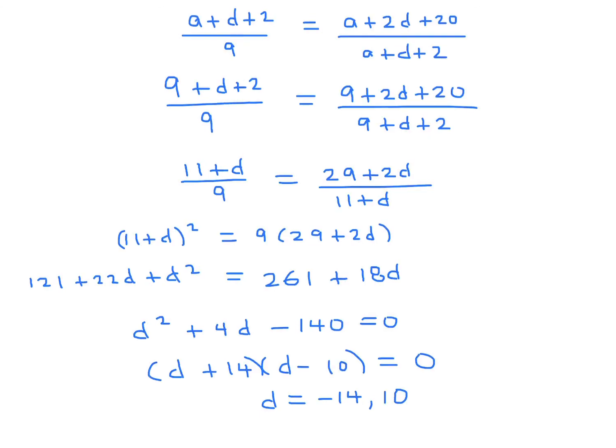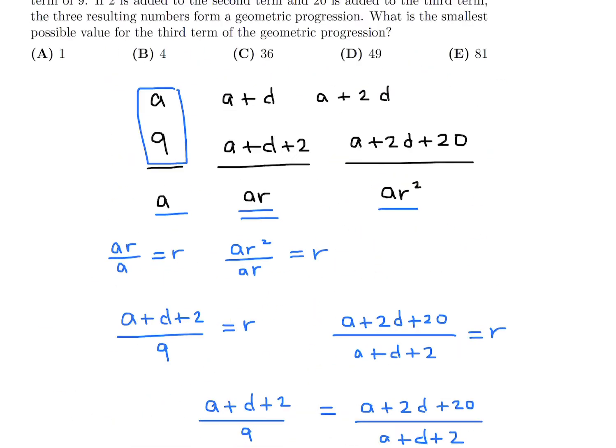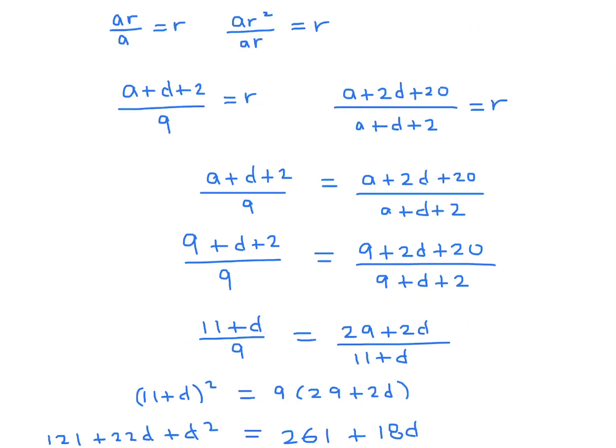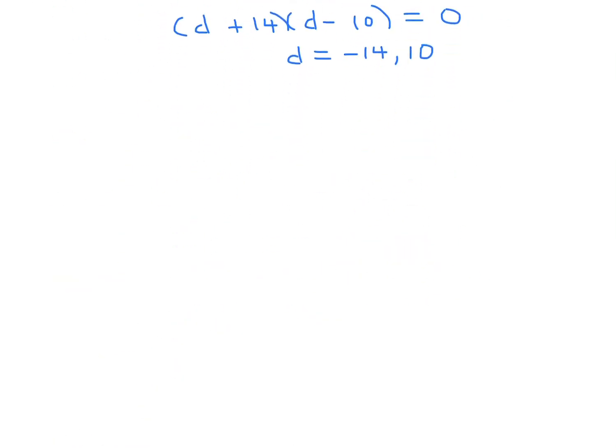All right, great. Now let's go back and remind ourselves, what is it that they want? What is the smallest possible value for the third term of the geometric progression? Okay, what is the third term of the geometric progression? It's this guy right here. So A plus 2D plus 20. A plus 2D plus 20 is what we have to figure out. The smallest value, okay?